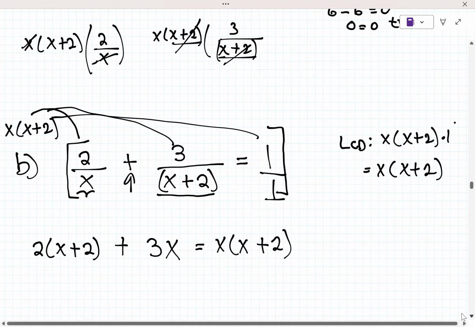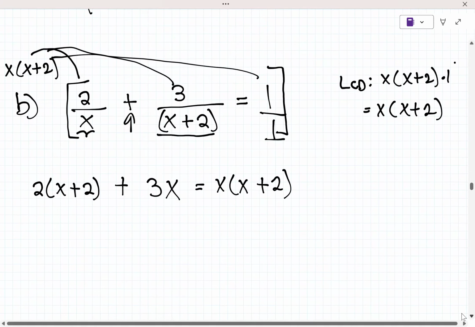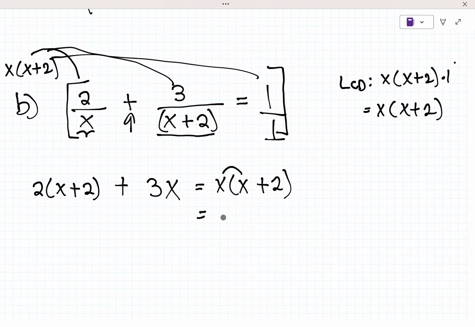Okay, let's continue solving. So we got to do some FOILing and factoring. So let's do the right side. What's x times x? x squared. What's x times 2? 2x. And then on the left, FOIL this out. So this is going to be 2x plus 4 plus 3x. Okay, let's see here. Before I move things around, maybe I think I should get everything to the right. Before I move things around, can you collect like terms? So on the left, you have a 2x and a 3x. Yes, you can. That simplifies as 5x.